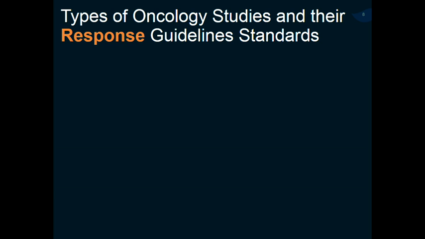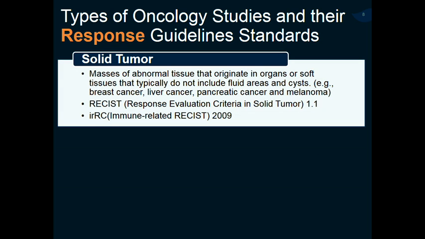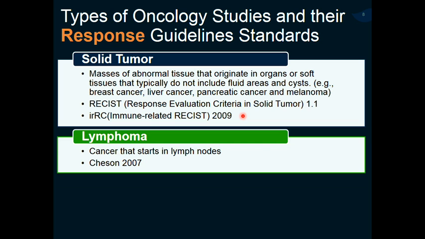There are mainly 3 different types of oncology studies: solid tumor, lymphoma, and leukemia. Solid tumor is pretty much masses of abnormal tissue that grow out of proportion. Its response guideline, RECIST 1.1, is the most popular one. And for immunotherapy studies, you follow immune-related RECIST 2009. Lymphoma studies are cancers that start in lymph nodes, and their response criteria guideline is usually CHESON 2007.